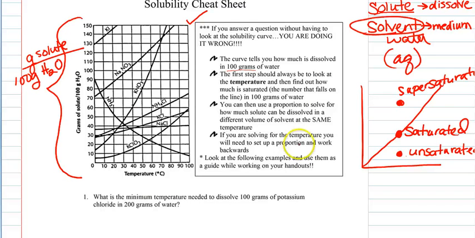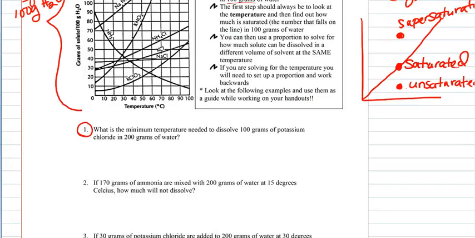And if you are solving for the temperature, then you will need to set up a proportion first and then work backwards. And that's what we're going to do in our first example. So we're going to look at these examples, use them as a guide while you're working on your handouts in class. So make sure everybody has this filled out, show all of your work, show all of your units, and you're going to use this in class while you're doing your solubility curve handout.